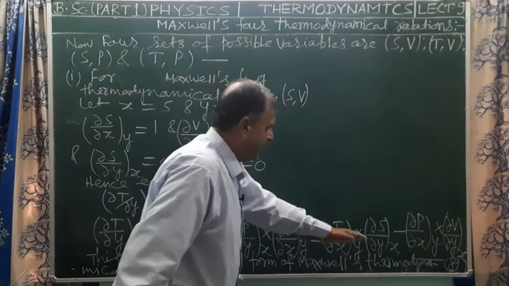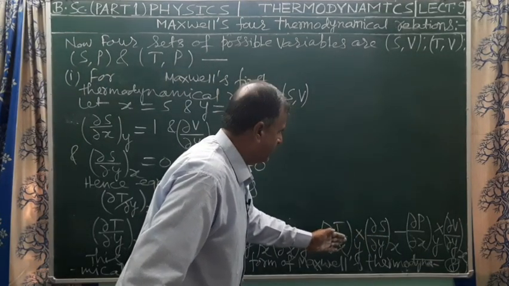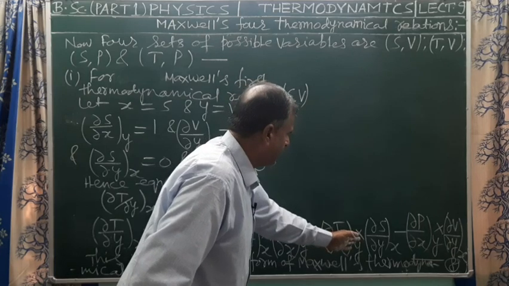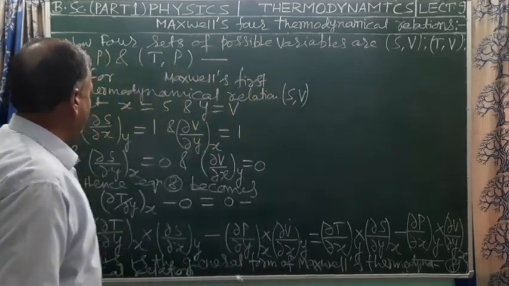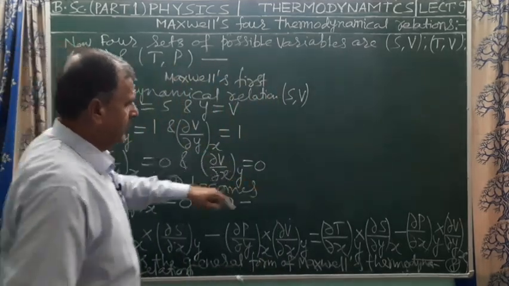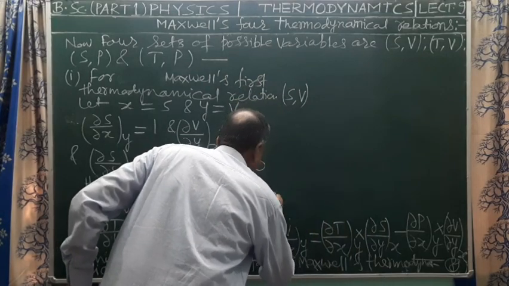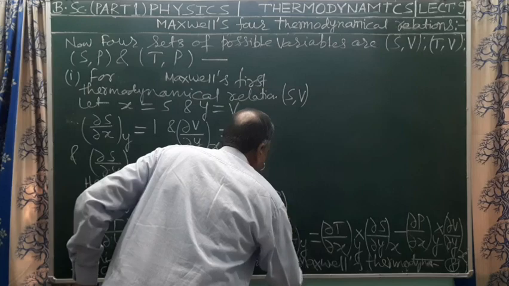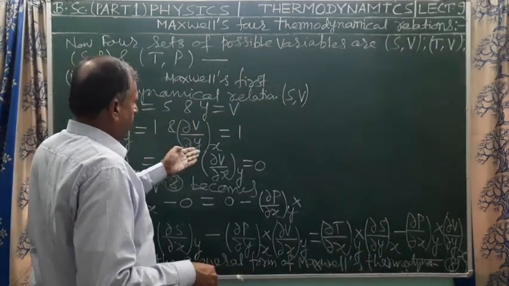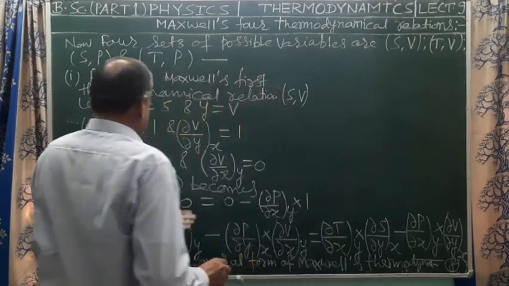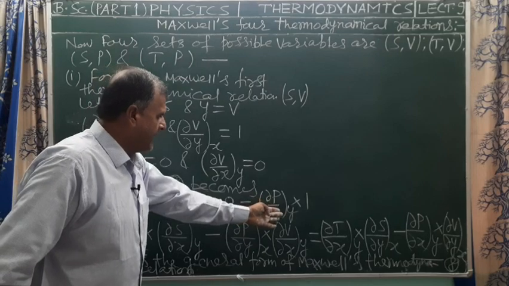So in RHS of equation 8, that is in the general form of Maxwell thermodynamic relation, the first term is also 0. So it is 0 minus, now the second term: del V upon del y at constant x is 1. So we have the second term of relation 8, del P upon del x at constant y multiplied by del V upon del y at constant x, which is 1. So it is del P upon del x at constant y multiplied by 1.